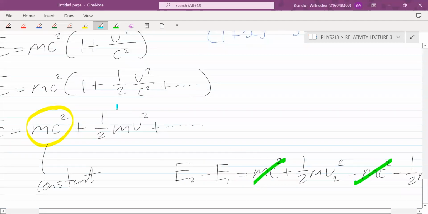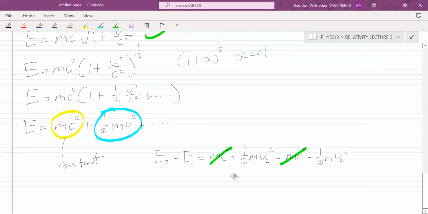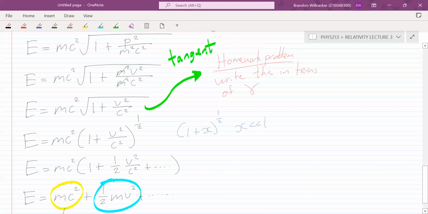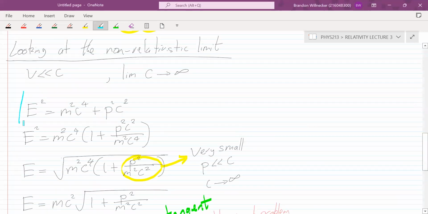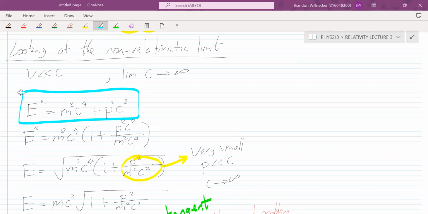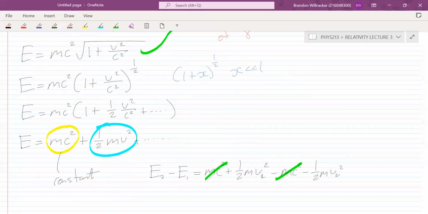Now for the second term, that's also familiar to us. This is the kinetic energy, the standard half mv squared. And we see that taking our relativistic energy formula, this one over here, if we take the limits of small momenta or small velocities or infinite speed of light, however you want to think about it, we see that in that limit, we recover the classical, or should I say first year, non-relativistic kinetic energy.